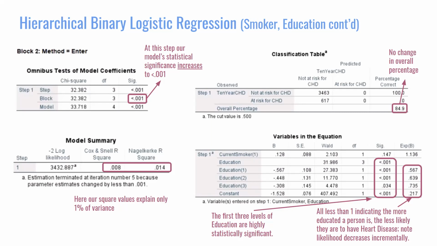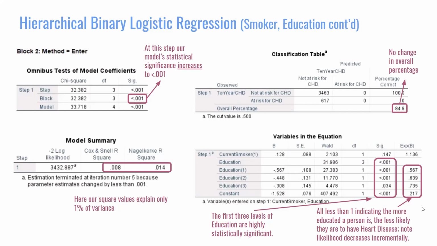The model summary, which has the Cox and Snell, has a variation. We can explain 1% of variation there, 0.008 or 0.014. So I just said, if we rounded, it'd be basically 1%. The classification table, as I mentioned, never changes. It's 85% or 84.9%. And then we move down to the variables in the equation where we have current smoker, education, and those are the breakdowns of the education.